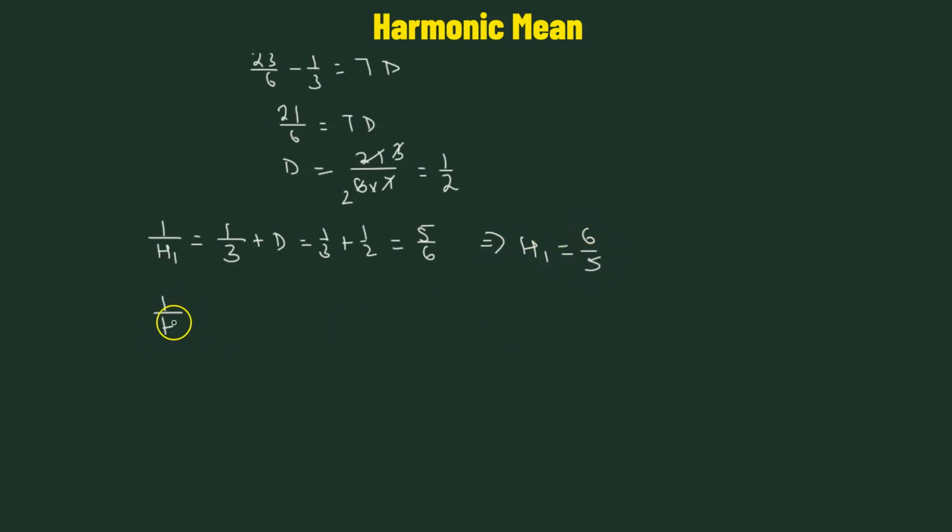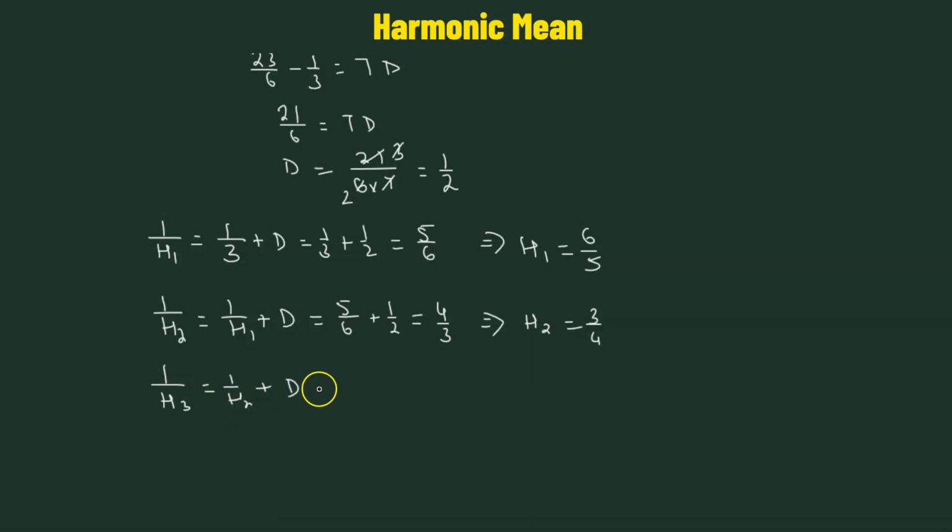Then we have the next term, 1 over h2. That's simply the previous term, which is 1 over h1, plus the common difference d. So we have 5 over 6 added to 1/2, which equals 4 over 3, which means that h2 is going to be 3 over 4. Then we have 1 over h3, which is 1 over h2 added to the common difference d. So we have 4 over 3 added to a half, which gives us 11 over 6, which means h3 is 6 over 11.